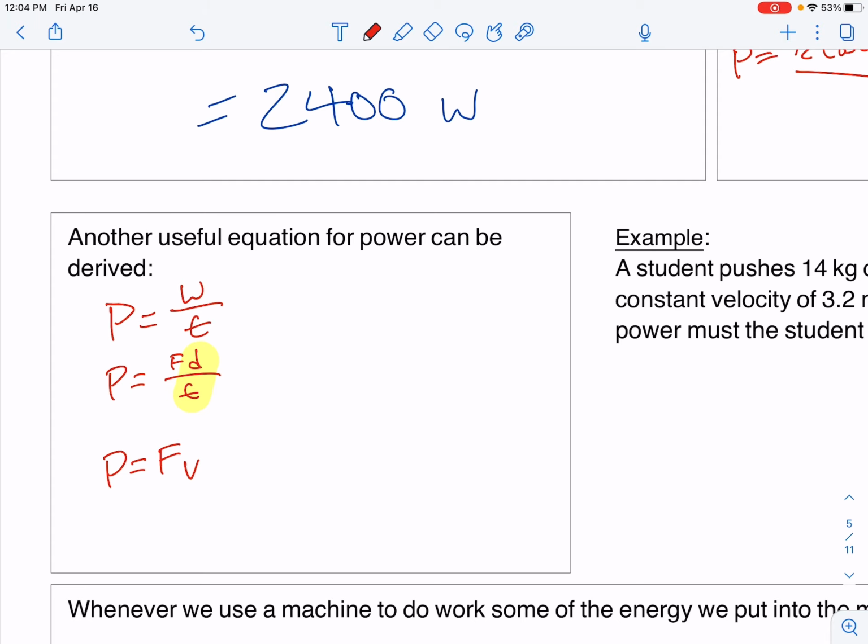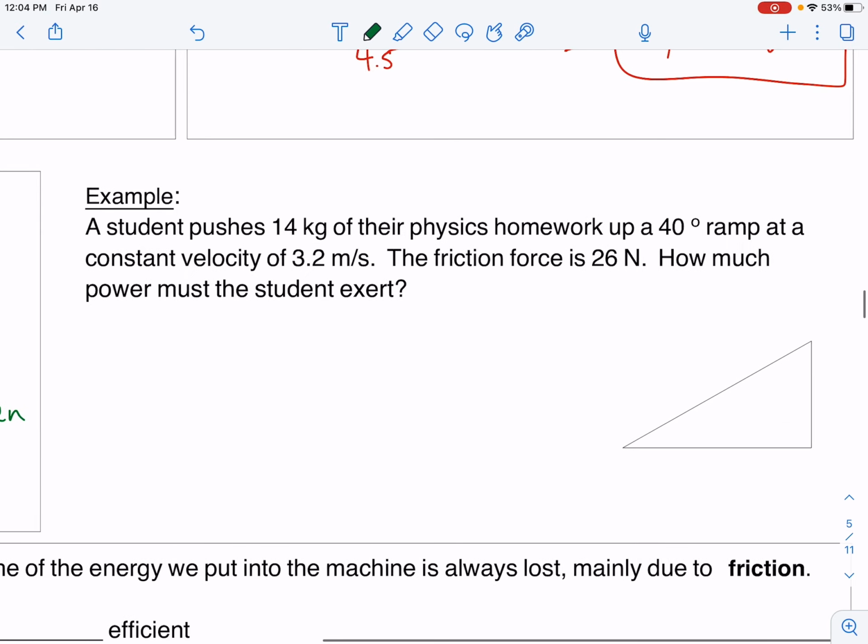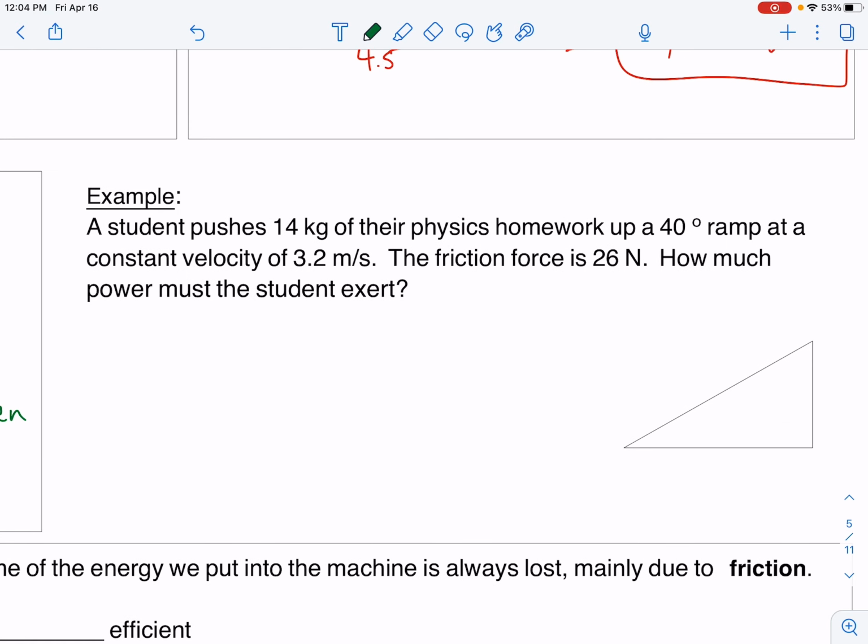Now, keep in mind, this is only true when velocity is constant. All right, so keep that in mind. If velocity is changing, we cannot use that formula. All right, so one more example here.